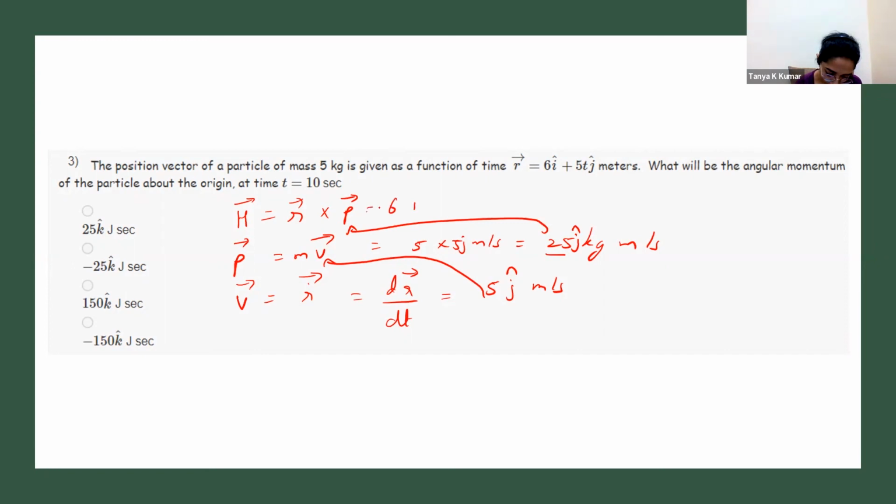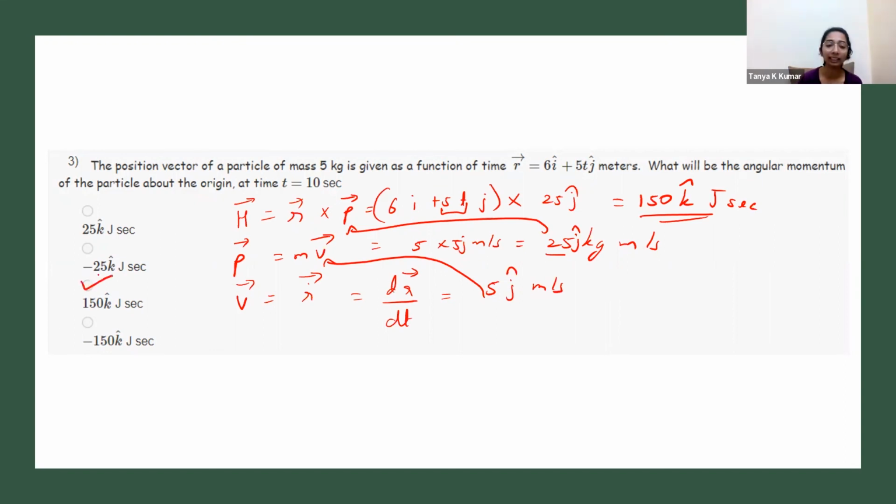R is 6I plus 5tj cross P is 25J. Now I cross J, J cross J is 0, I cross J is in the K direction. So 6 into 25 is 150K, and joules second. So this is your value. They've given you at time t equal to 10 seconds, but your h vector does not depend on time. Time was in this quantity, but that term becomes 0. So j cross j is 0. So it becomes 150 joules second.